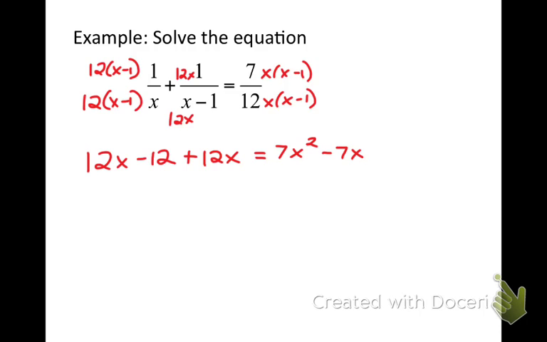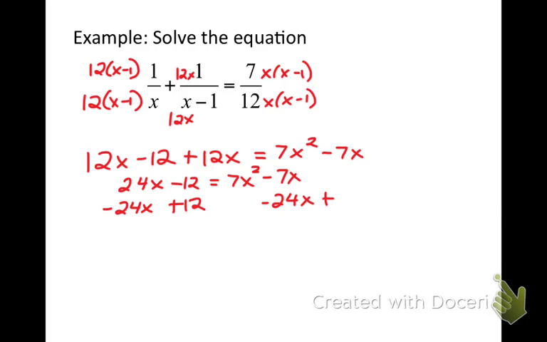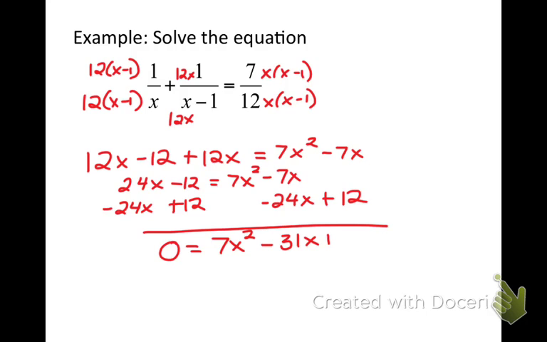Okay, well 12x and 12x would combine to make how many x's? So we really have 24x minus 12 equals 7x squared minus 7x. So now let's start shifting everything over. So I'm going to minus 24x over to the 7x, negative 7x. And then I'm going to add 12 to the other side, which doesn't have anything to add to. So now I get the quadratic. 0 equals 7x squared minus, what is that, 31x plus 12.